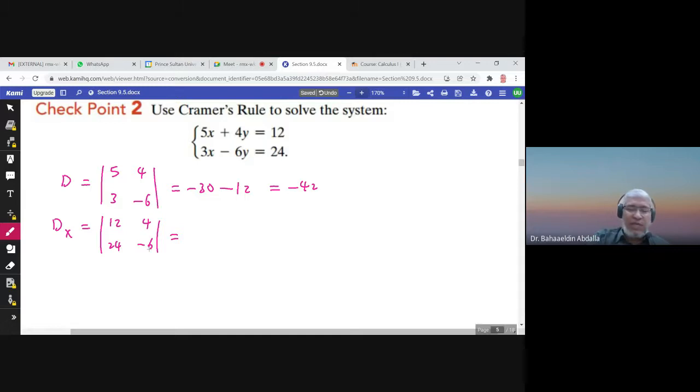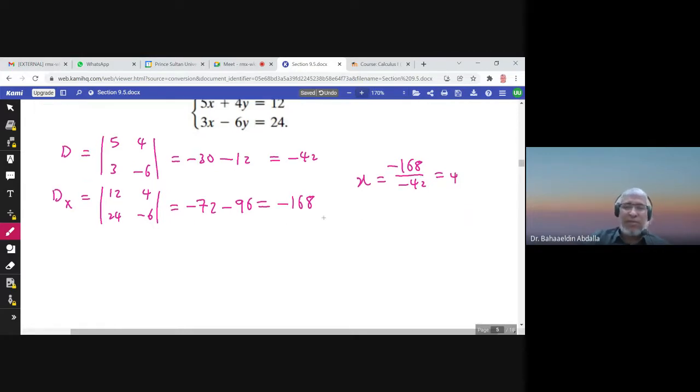Now, negative 6 times 12. That's negative 72. Minus 4 times 24. That's 96. Well, negative 72 minus negative 96 is negative 168. So x would be dx over d. And the answer is 4. So that's the value of x.